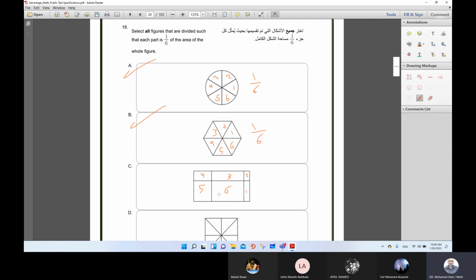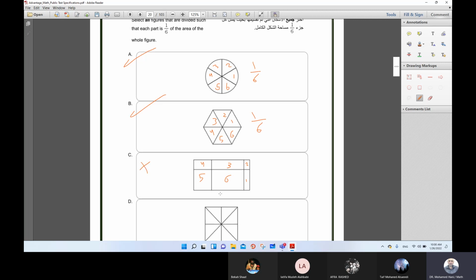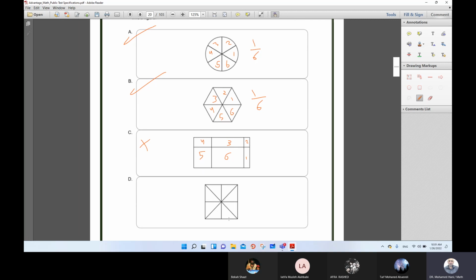Here we have 6 parts, but not equal as you see. Not equal in the size. So this is not correct because not equal. And here we have 1, 2, 3, 4, 5, 6, 7, 8. Here not 6 equal parts, here 8 parts. So this is not correct. Do you have any question about this idea?